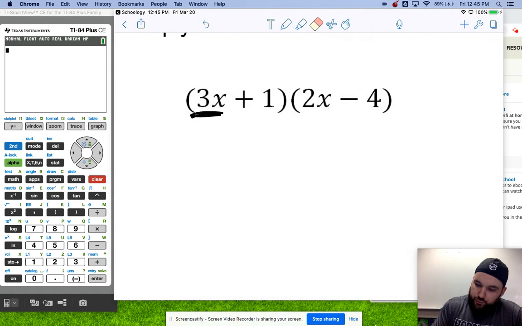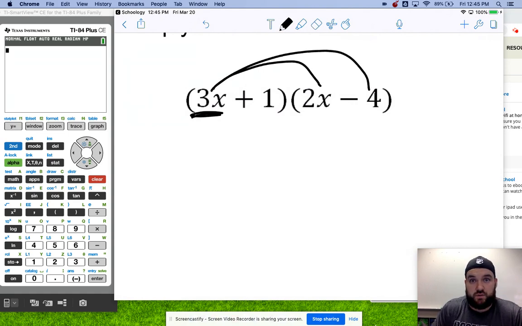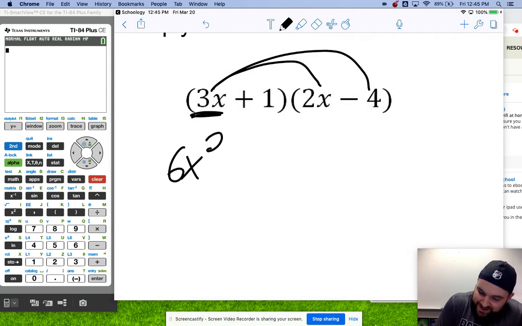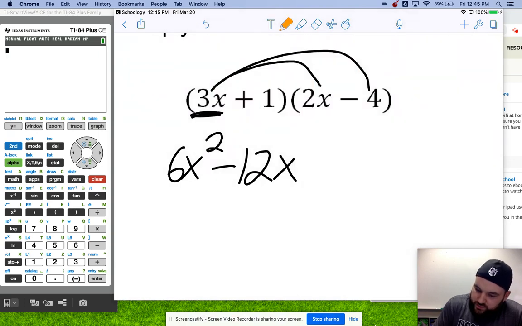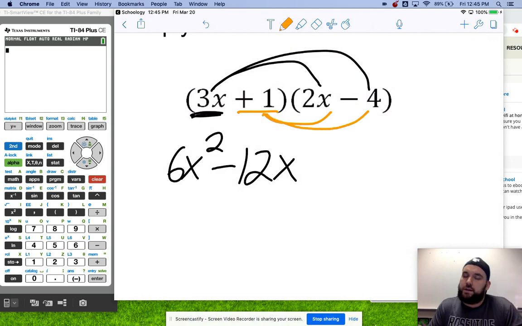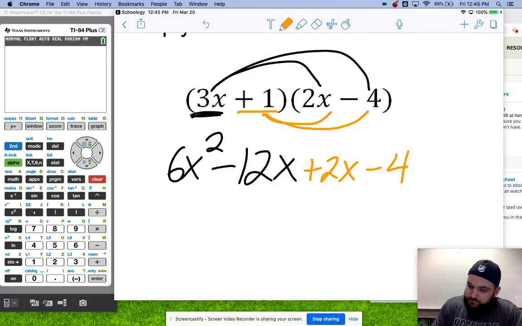So I'm going to start with 3x and distribute that to both of those terms on the other side. If I do that, 3x times 2x will give me 6x to the second. 3x times negative 4, well, 3 times negative 4 is minus 12, and then I have an x there. Now I'm going to switch colors because I'm going to distribute again, this time a 1. What's nice about distributing the number 1 is that anytime you multiply something by 1, it stays the same. So I'll have just 2x and minus 4.